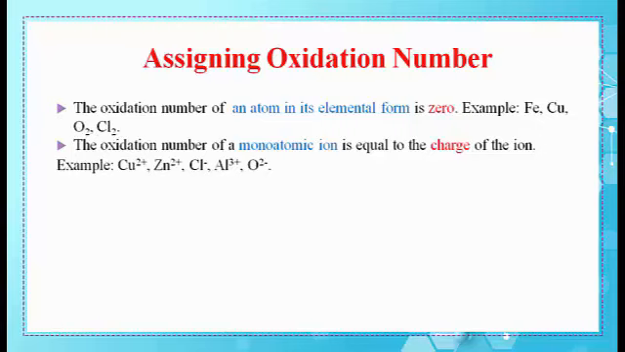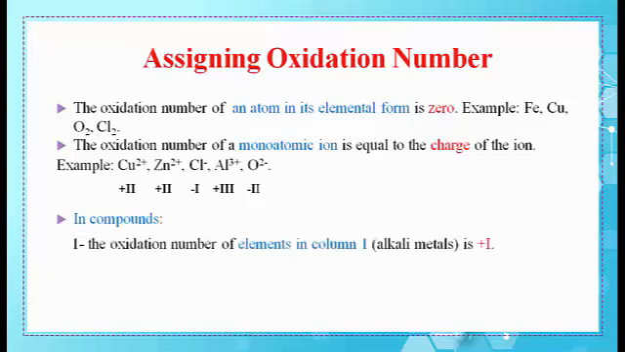Means that the oxidation number of Cu2+ is +2. The oxidation number of Zn2+ is also +2, equal to its charge. The oxidation number of Cl- is -1. Al3+ is +3, and O2- is -2.